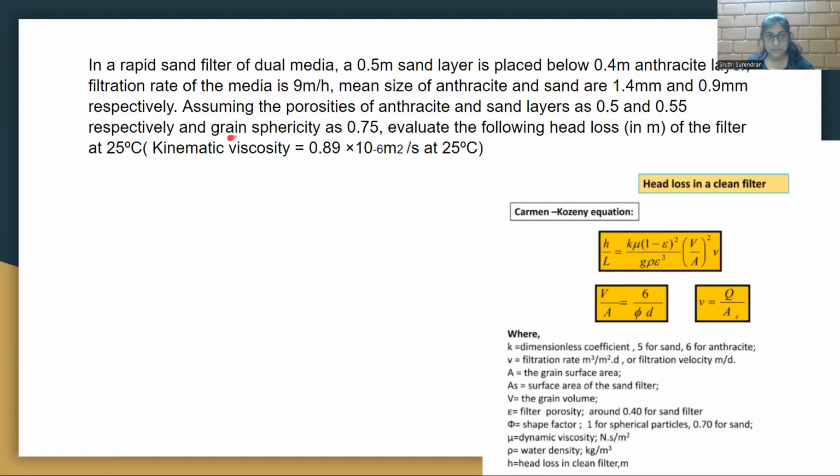But in this question, they have already given the grain sphericity as 0.75. So in place of this phi, you can use 0.75, and d is the size of the particle. That's the diameter of the particle, which is also been given here for anthracite and sand.